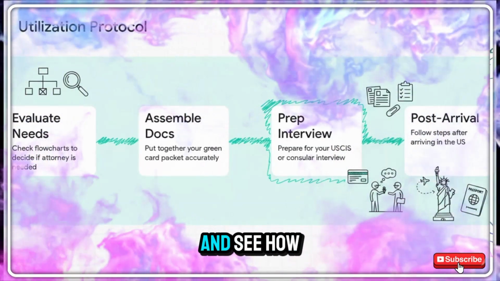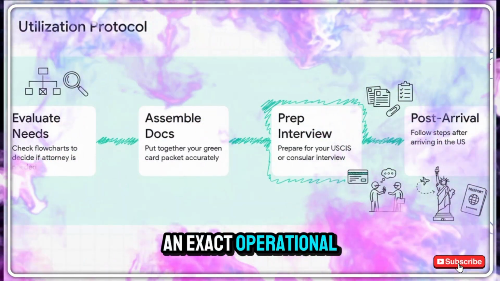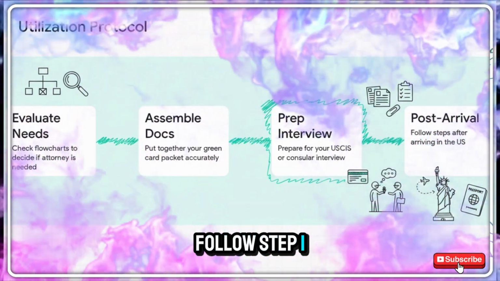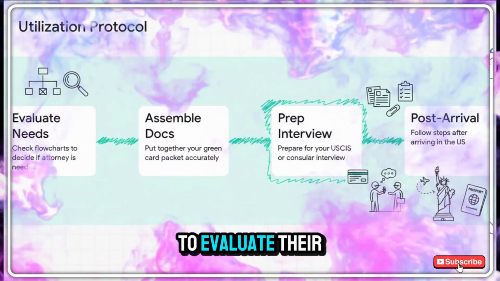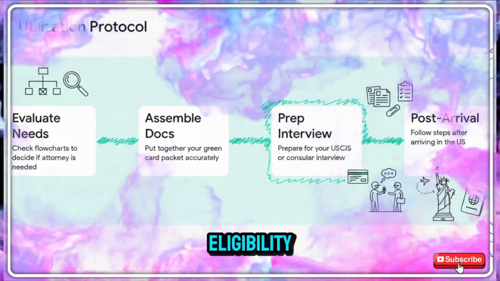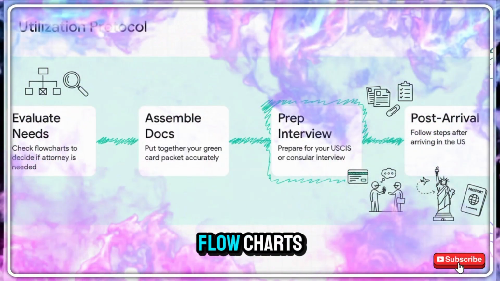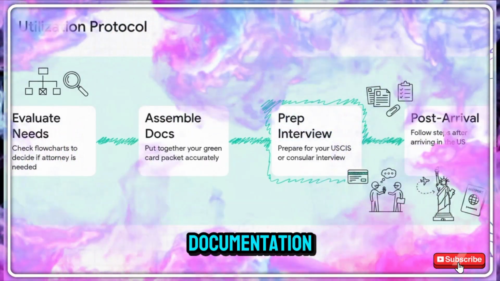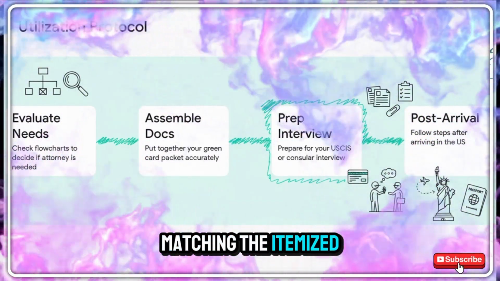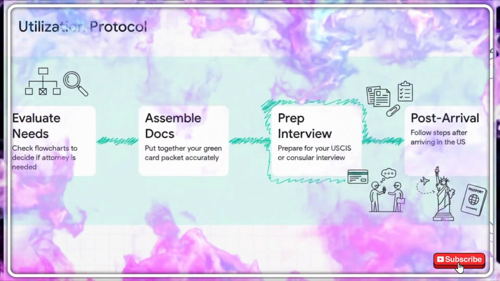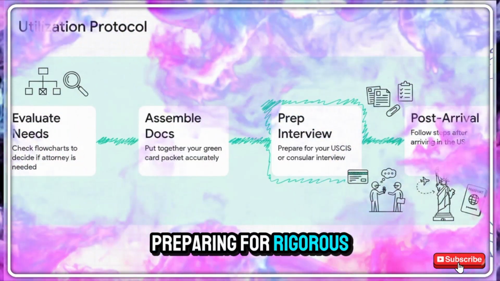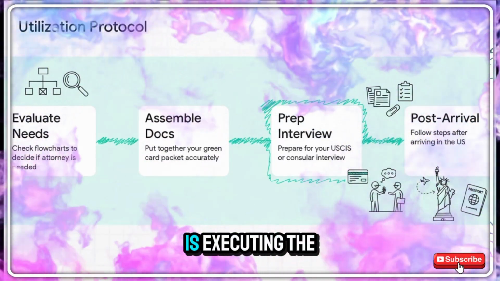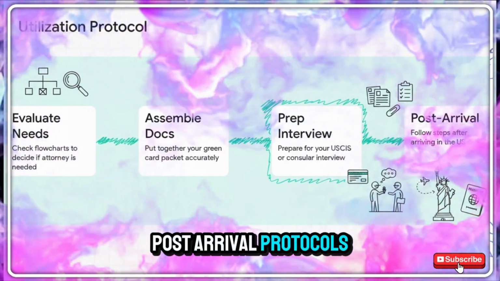Let's move to and see how this builds into an exact operational flow that users must follow. Step 1 requires the user to evaluate their specific legal needs and eligibility via those embedded flowcharts. Step 2 is the meticulous assembly of accurate documentation matching the itemized lists flawlessly. Step 3 involves preparing for rigorous interviews using the provided guidelines. And Step 4 is executing the post-arrival protocols.